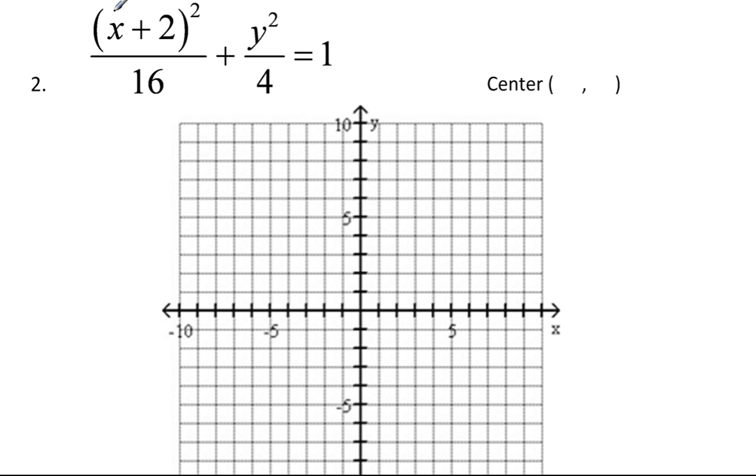Alright, so our plus 2 here is going to go to the left. Our y is not going to go anywhere, so that's going to be 2 comma 0. Or negative 2, I'm sorry, my bad. Negative 2 comma 0. Take our square root here and get 4, square root here and get 2. So we're going to be going left and right 4, 1, 2, 3, 4. 1, 2, 3, 4. And then up and down 2.